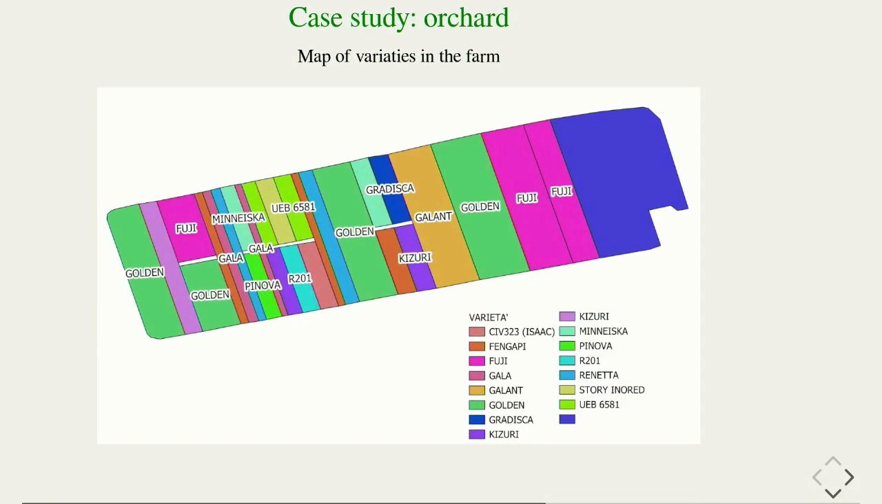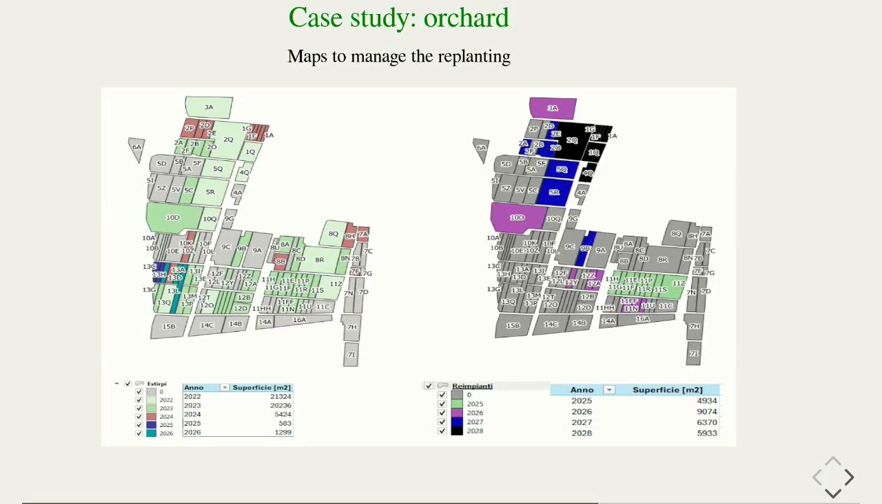For example, they have the map of varieties. Before it was not possible to do. Yeah, they know, but they cannot show it in public, for example. So, and this is quite useful when you have to do a replacement. We can see it later.